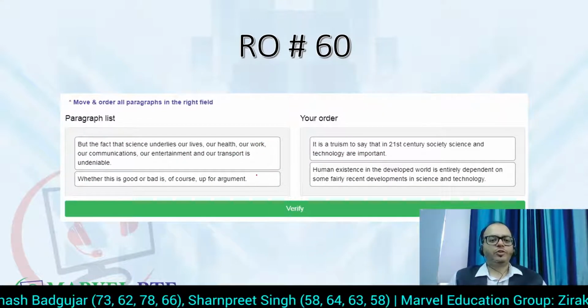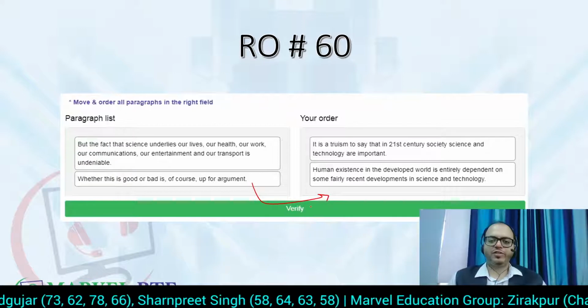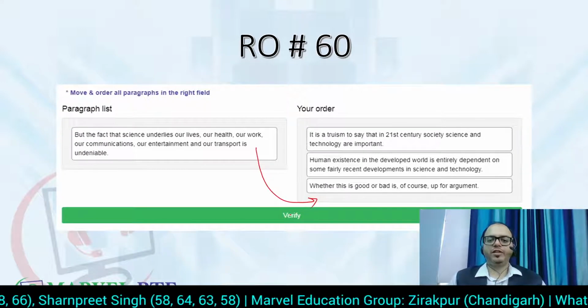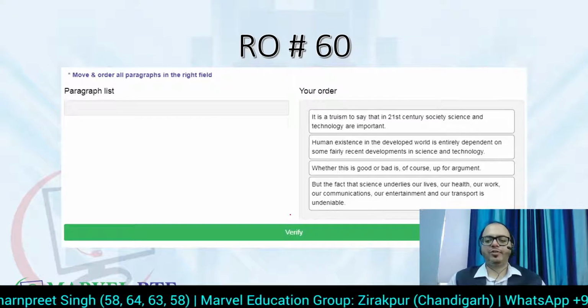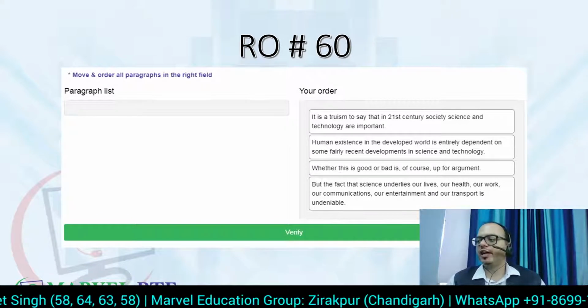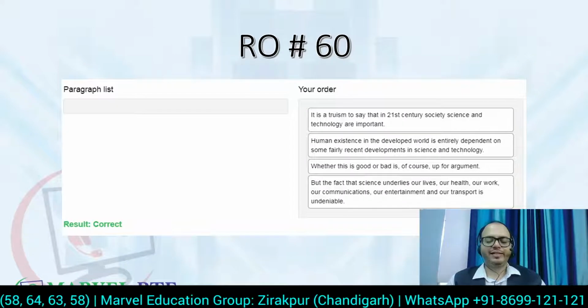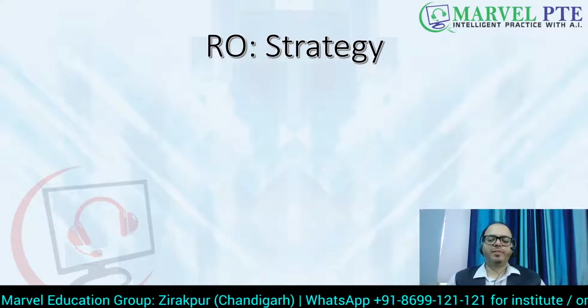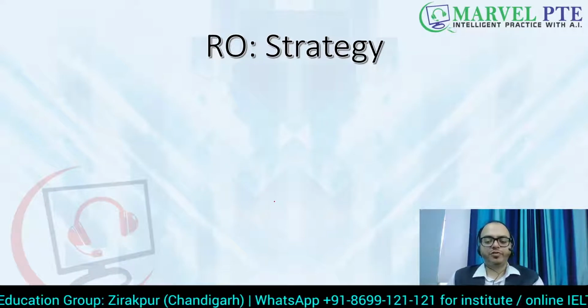Now moving on to the third line, you know that this is going to be the third line, and this one will be your last line. And now let's see if the pairing we have made is correct or not. Yes, the pairs which we have made are correct. So you see how simple things can be if you know the right strategies.